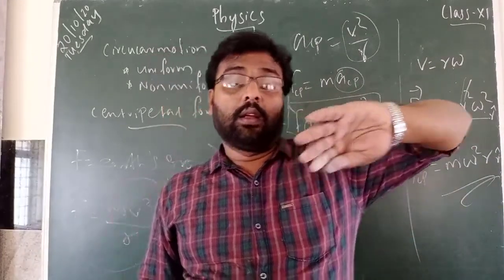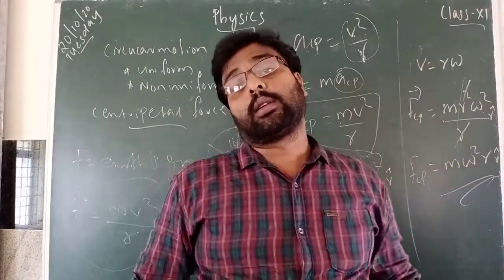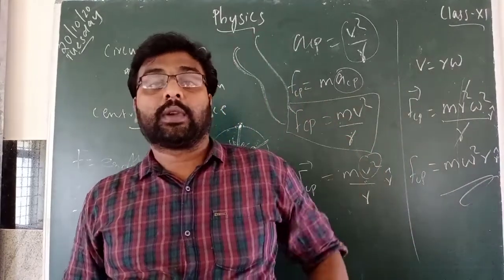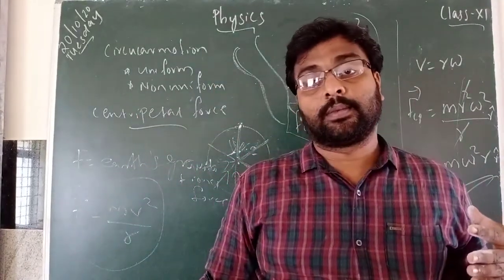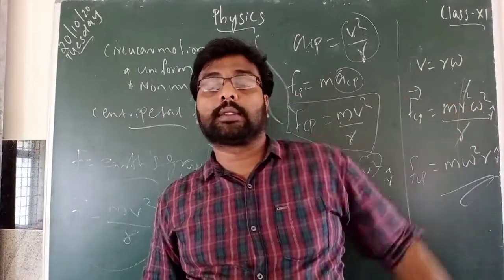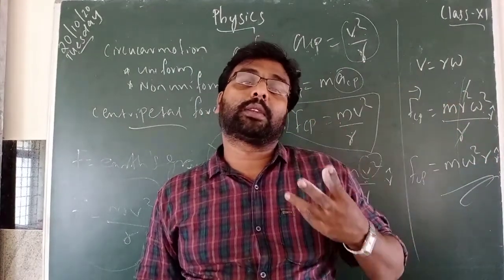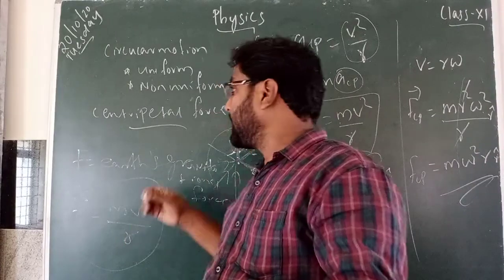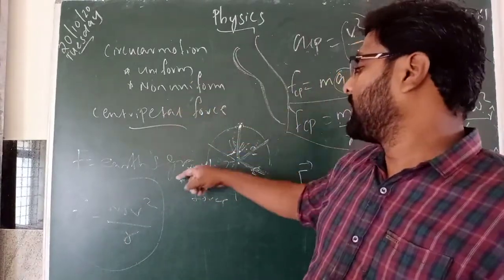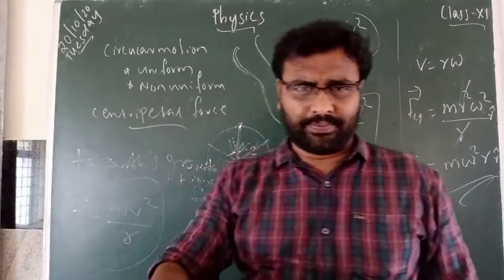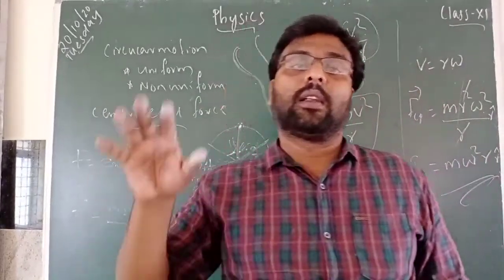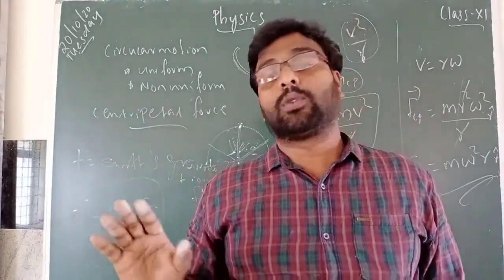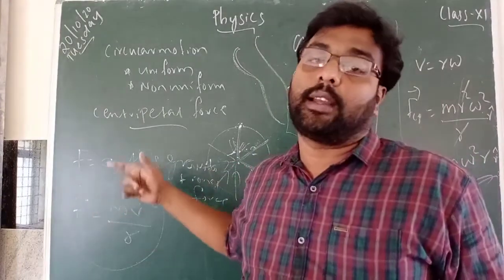Planets move around the sun. From where does the planet get its centripetal force? When the planet moves around the sun, the gravitational force from the sun provides enough centripetal force. In this case, you can use the same equation, F is equal to mv square by r. All these motions we can analyze. In all these examples, we are analyzing the circular motion by using Newton's second law.